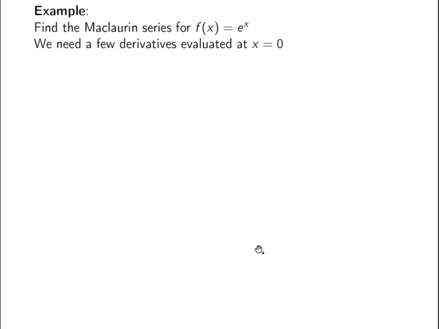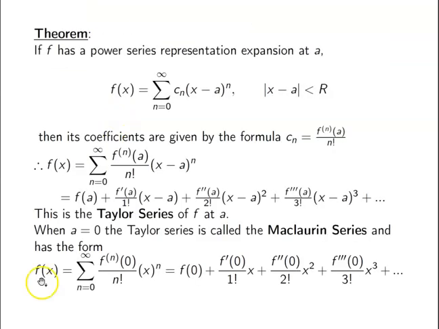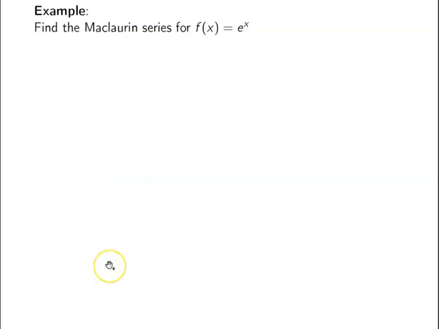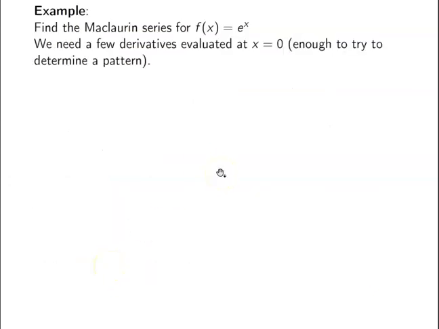Okay. Let's see. We need enough derivatives that we can determine a pattern and hopefully write a summation formula. Sometimes we can't, because it's too difficult, and we just write out the first few terms. But whenever possible, we want to write out the summation form for our function. Note that for e to the x, it's nice because the function is equal to its derivative.